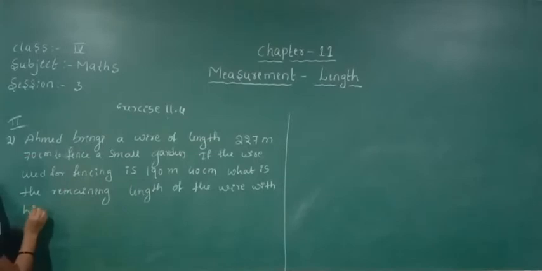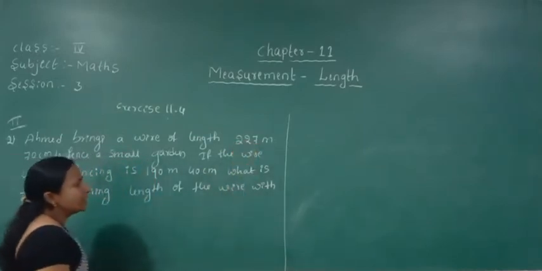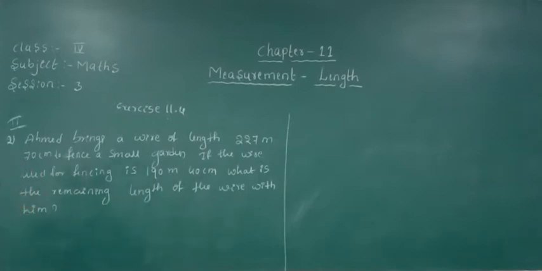Yes. So here see students, Ahmad brings a wire of length. Total he brought 227 meter and 70 centimeter for fencing a small garden. So if the wire used for fencing is 190 meter 40 centimeter, what is the remaining length of the wire with him? Remaining length of the wire.